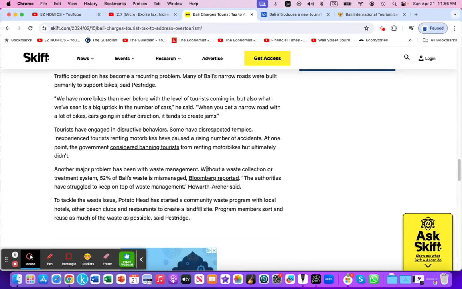In addition, that generates a lot of waste. That volume of people coming to Bali generates a significant amount of perhaps food waste and other forms of waste. And can Bali process that vast quantity of waste?